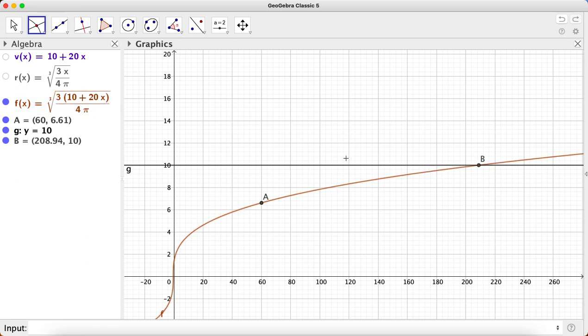So I had to click intersect, then tap on each of these lines. So I just had to make the line first, the horizontal line first. So now I have the point B where it intersects. That way I know that it is at a radius of 10. And right here, you can see then how many seconds it takes before this spherical balloon will pop. So about 209 seconds.